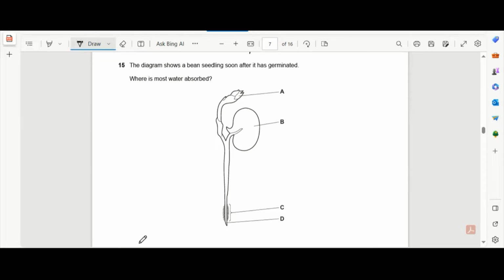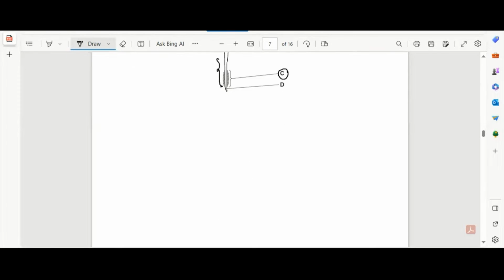Number 15, the diagram shows a bean seedling soon after it has germinated. Where is the most water absorbed? Okay, this is clearly C, because C has the greatest surface area among these two, because this is the zone where water is absorbed. So C will be the only correct answer.